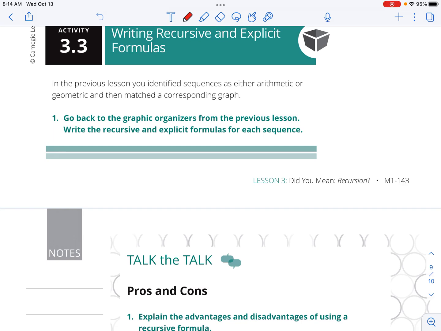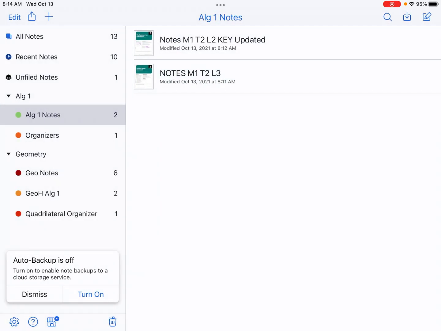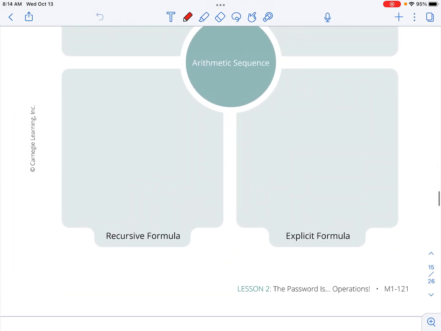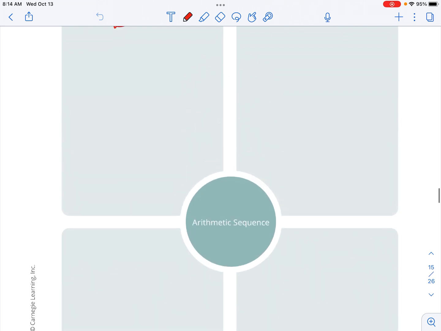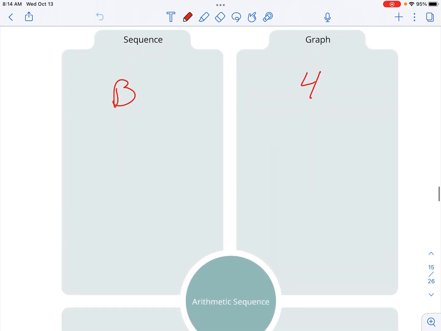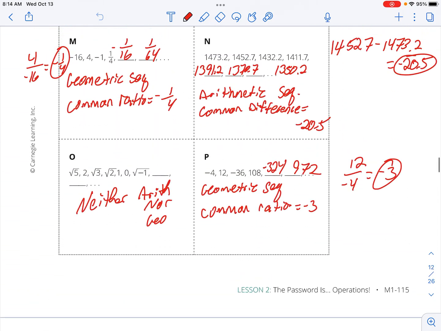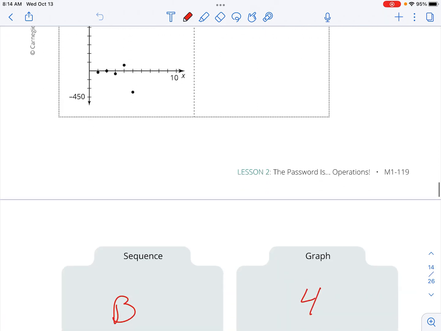2, I should say, where we had pasted into our book the sequence and the matching graph. And at the bottom of that, as I go back to that particular page, it was this page right here from the previous lesson. Page 121 is where we started. And we had pasted in here sequence B with graph 4. And that was coming from the previous pages right here, okay? So we had already pasted that in.